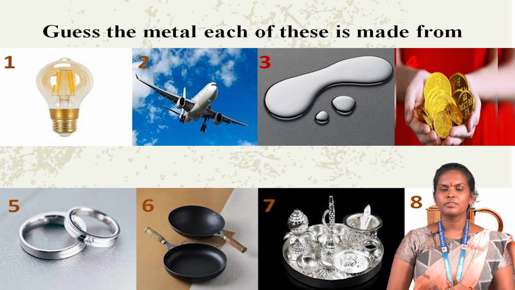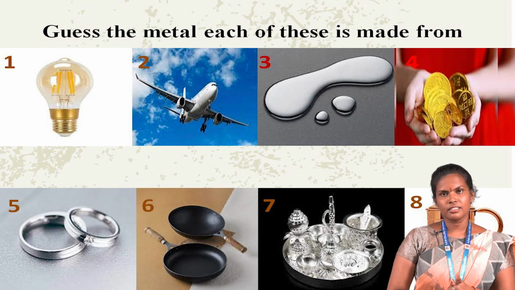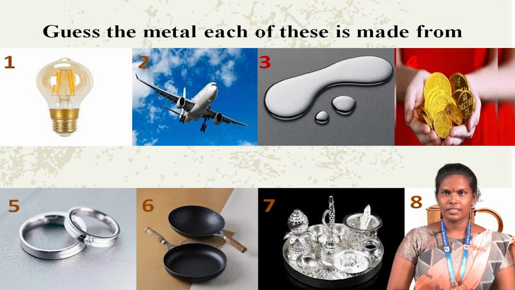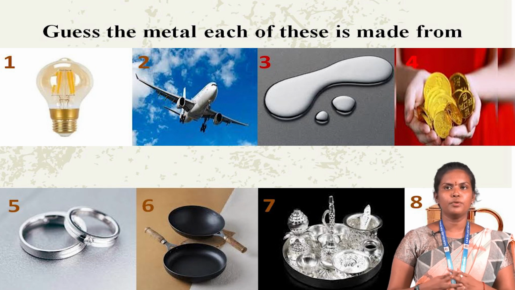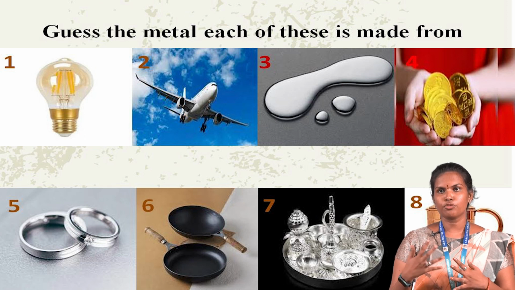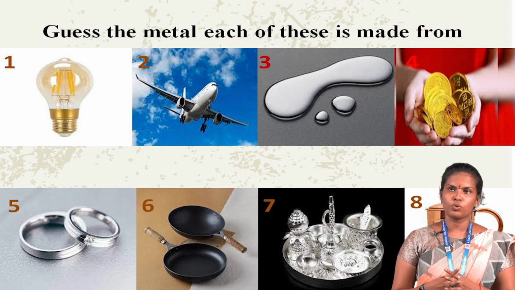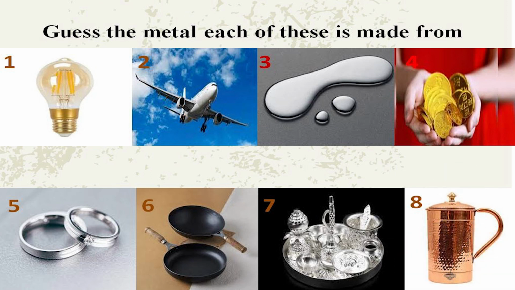Number 1, tungsten is used as a filament in electrical bulb. Second one is titanium, used for aircraft. Third one is mercury. Fourth one is gold metal. Fifth one is platinum. Sixth one is iron. And seventh one is silver. And eighth one is copper metal.